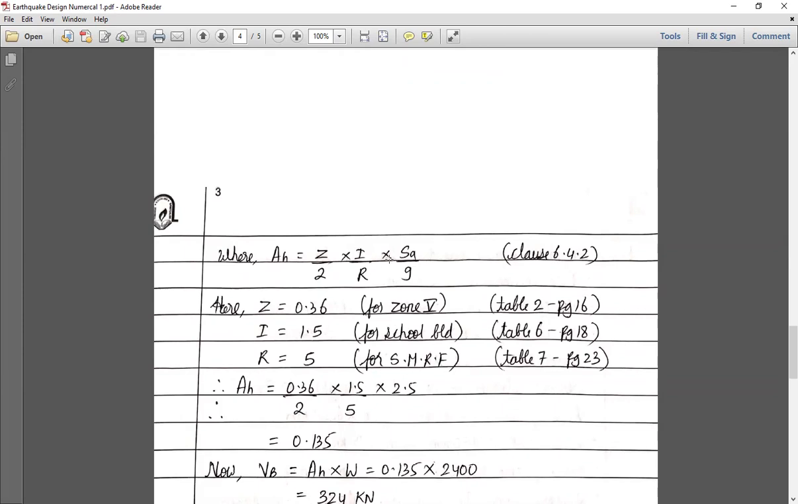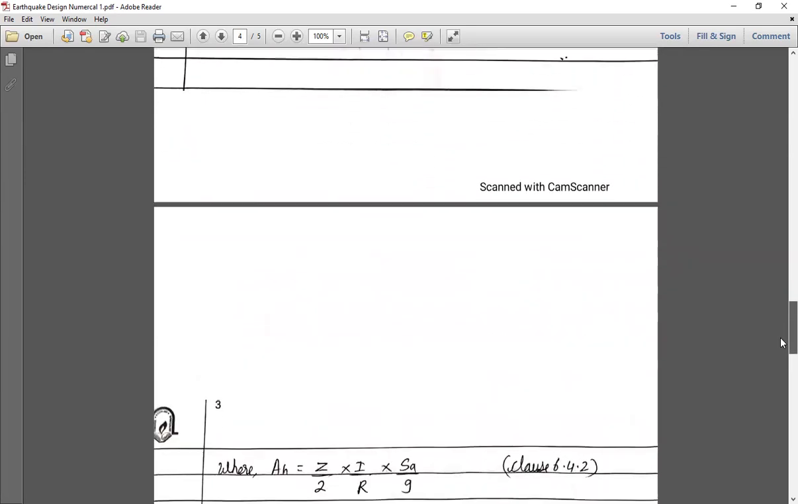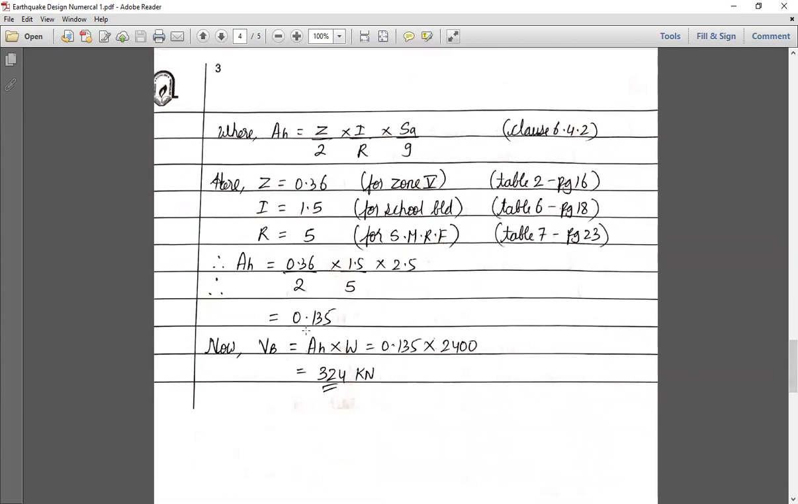Response reduction factor for special moment resisting frame, it is 5. Is this clear, everyone? The value of coefficient AH is given by Z by 2 into I by R into SA by G. SA by G value we already got, it is 2.5. So now just substitute all these values in the equation of AH and find out the value. So Z is 0.36 by 2, I is 1.5, R is 5 into SA by G is 2.5. So we got the value of design horizontal seismic coefficient AH as 0.135.